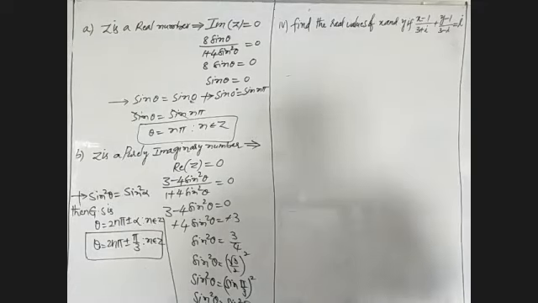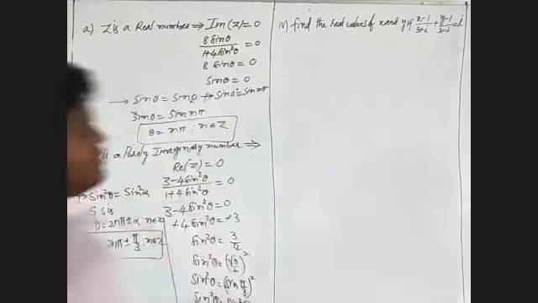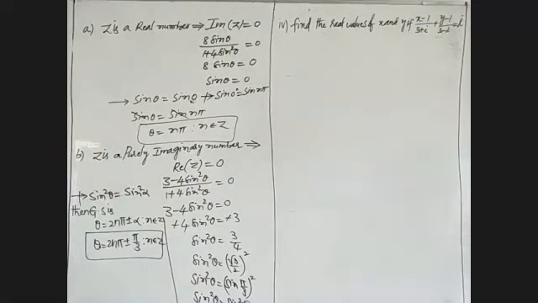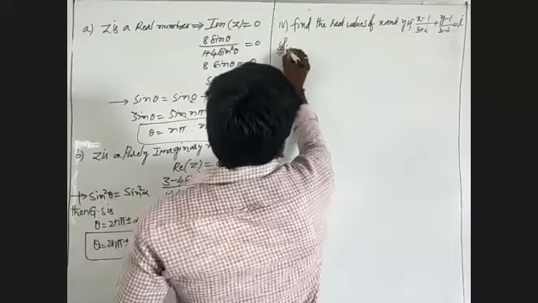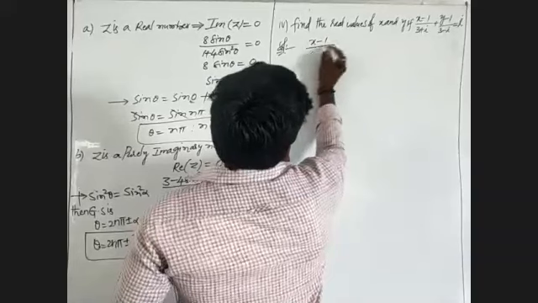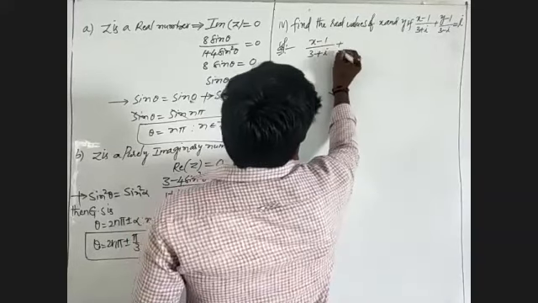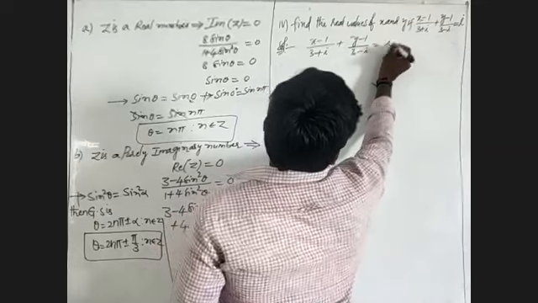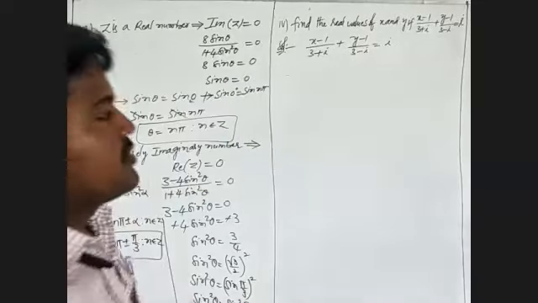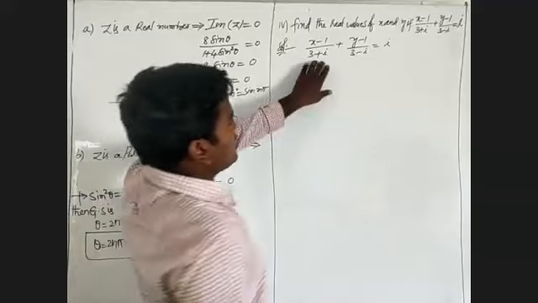What is being asked here? Find the real values of x and y if x minus 1 by 3 plus i plus y minus 1 by 3 minus i is equal to i. So I write the given complex equation: x minus 1 by 3 plus i plus y minus 1 by 3 minus i equal to i. First I will write the conjugate of 3 plus i.